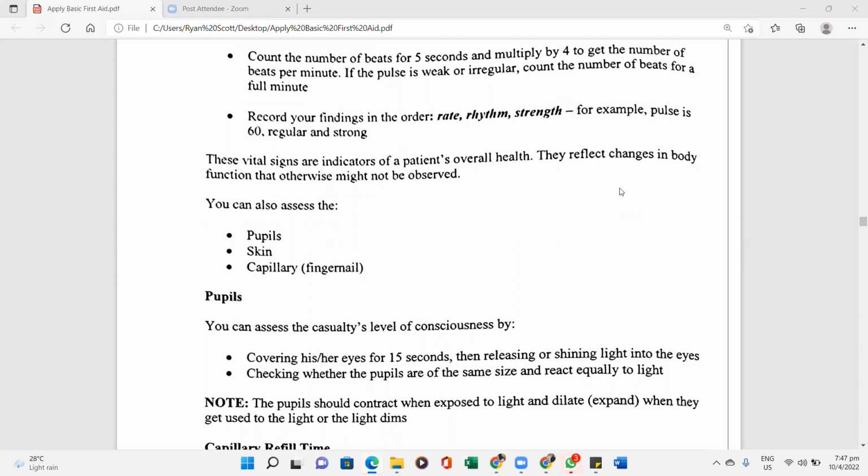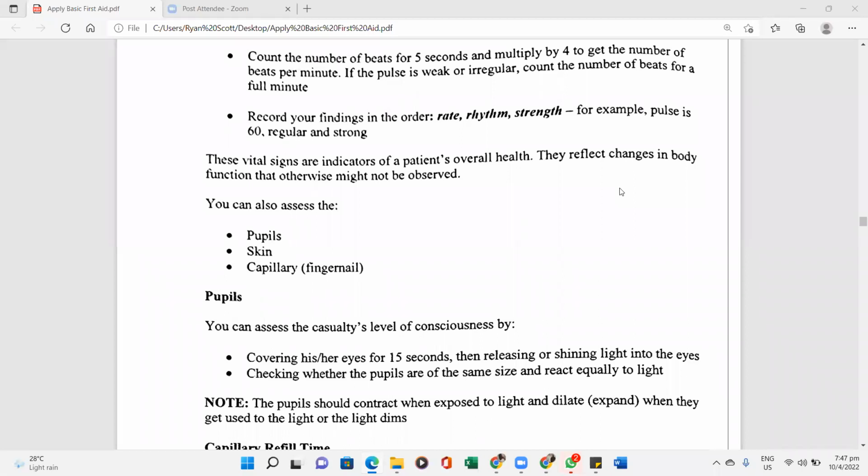And you record your finding in rate, rhythm, and strength. So if the pulse feels weak, you say that it's weak. If the pulse feels fast, right? Then you would say that it's tachycardic, bradycardic if it's too slow, right? And the rhythm, abnormal or normal. That's all you have to say for rhythm. Either it's normal or abnormal. Strength, either it's strong or it's weak. Rate would just be the number that you put, okay?